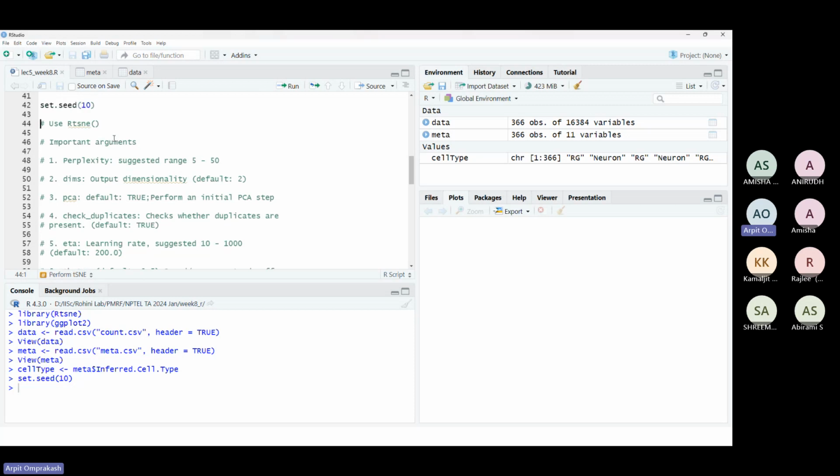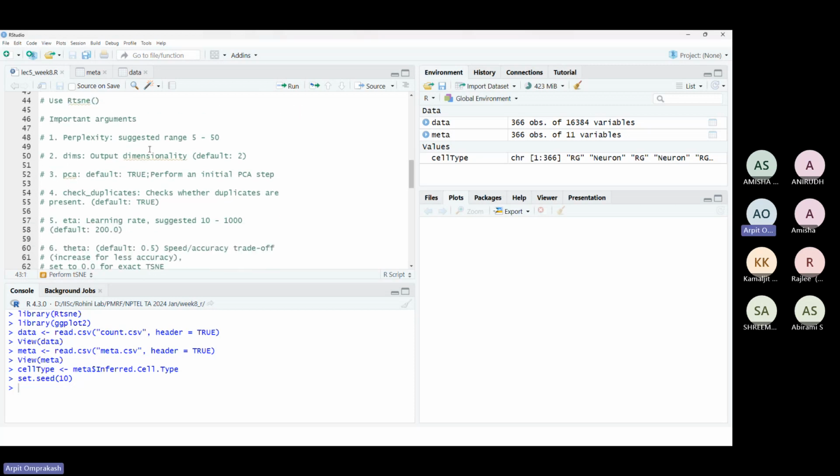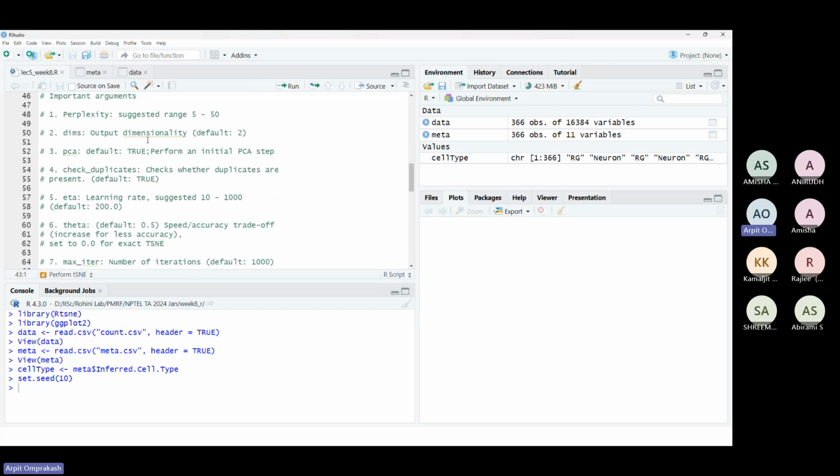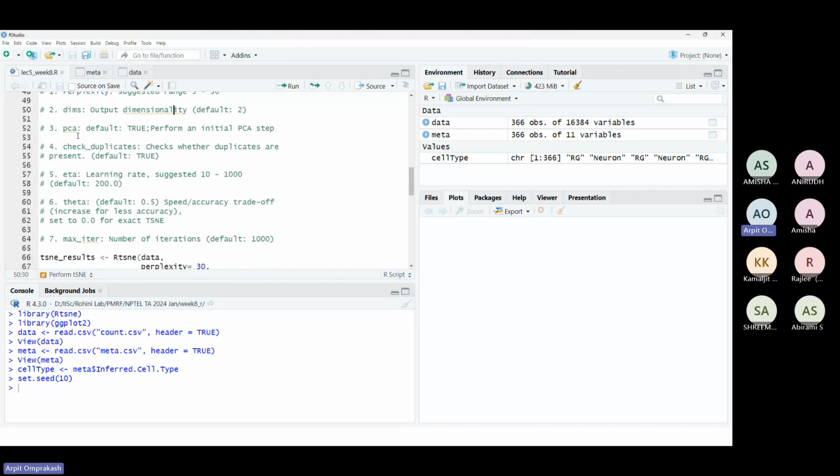Okay, so we'll use the function Rtsne, which has a lot of arguments. We'll discuss some of them. So perplexity is an argument that controls our sigma value. The suggested range is 5 to 50. Dims is the output dimensionality. The default value is 2. If you don't give a value here, it will produce two-dimensional output. PCA, default is true. Before doing the t-SNE, it carries out a PCA. If you provide false, it won't carry out a PCA. Check duplicates will check for duplicates in the data set.